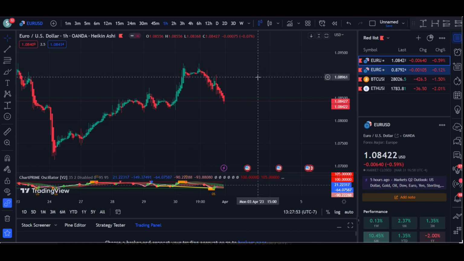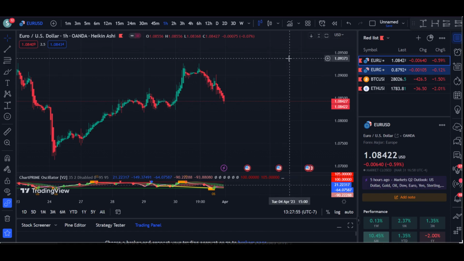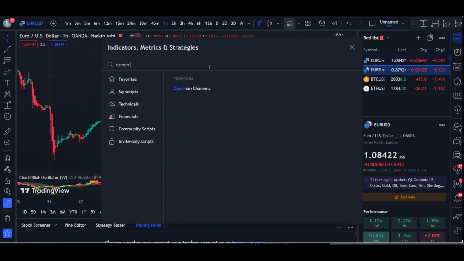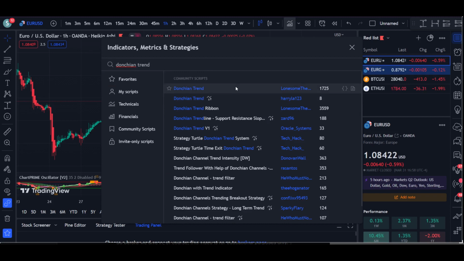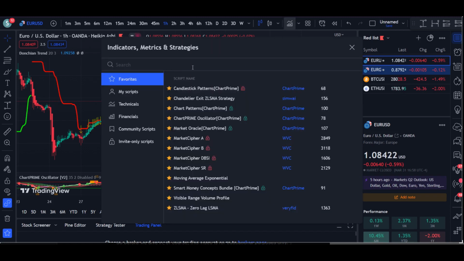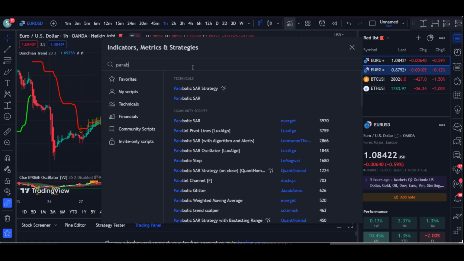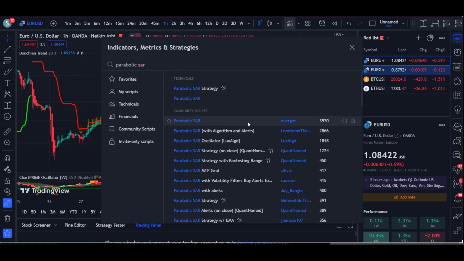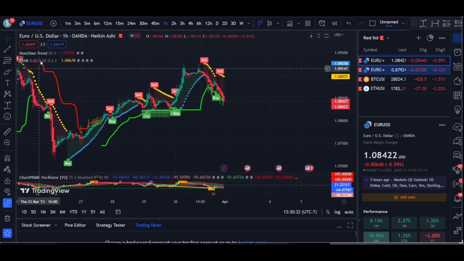So we're going to be using two indicators. The first indicator that we will be using is the Donchian Trend. Right, this one right here. The second one that we'll be using is the Parabolic SAR by Everget. So once you have these two loaded, you're going to go over to settings.